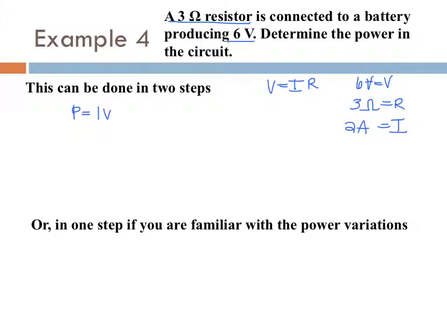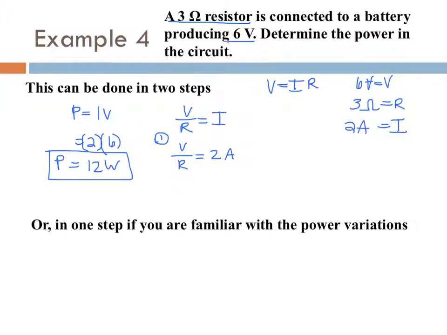So we calculated I to be 2 earlier. So that's one step. And then we can use that information here. So 2 times our volts, which is 6. So we should get a power of 12 watts.